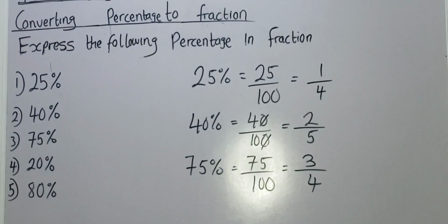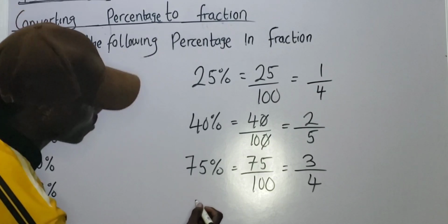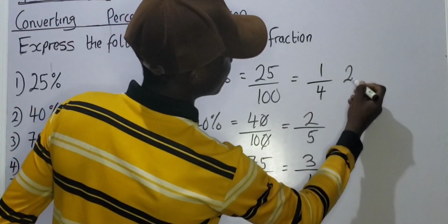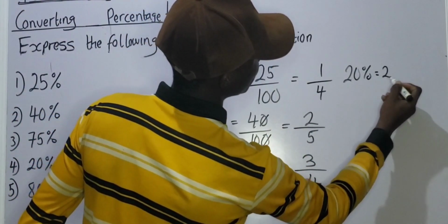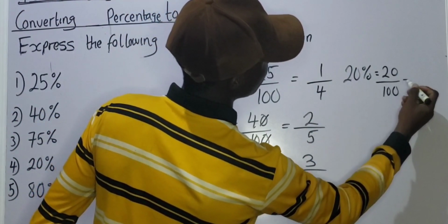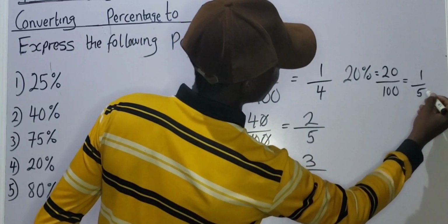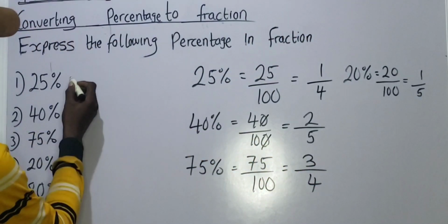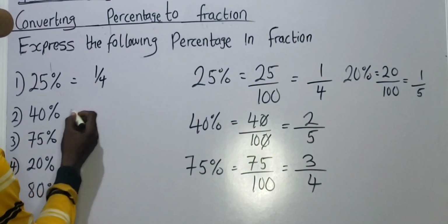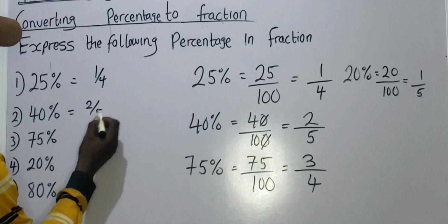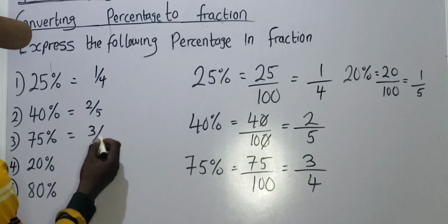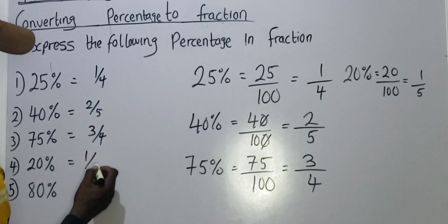Just pause the video. When you are done, play the video to check if your answer is correct. Okay? So, 20% is what? 20 over 100. 20% is equal to 20 over 100. 20 over 100 is what? 1 over 5. So the answer to this is 1 over 4. This is 2 over 5. This is 3 over 4. And this is what? 1 over 5.